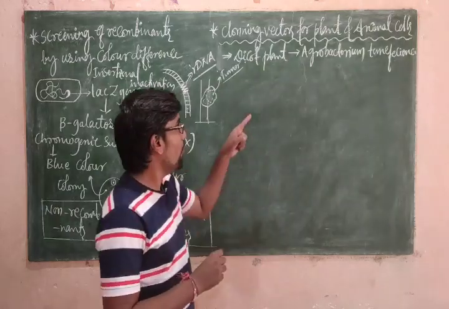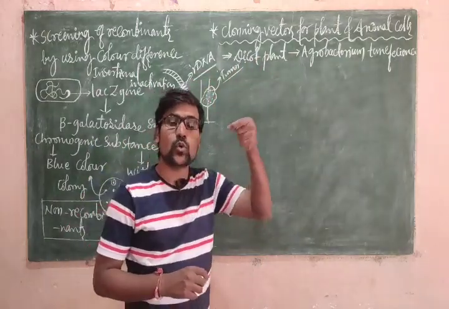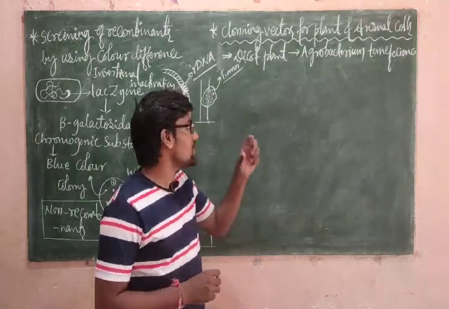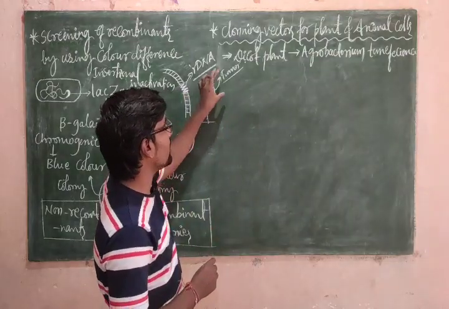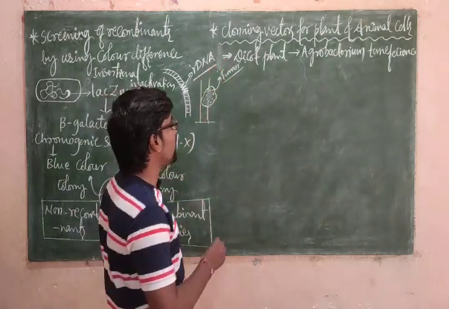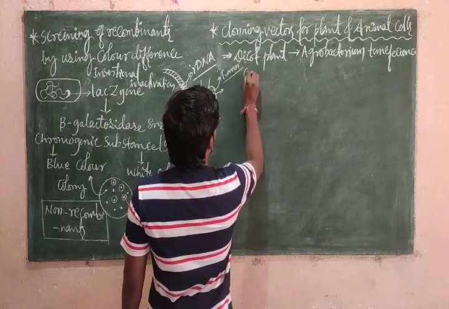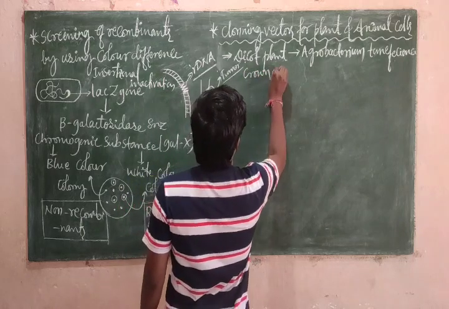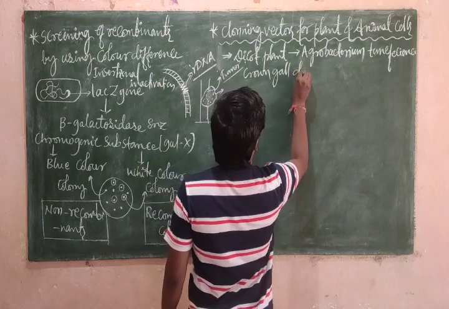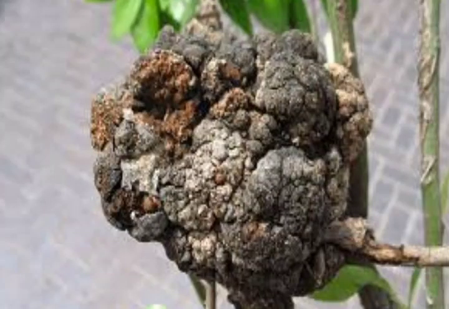In the same way, when that bacteria enters the dicot plant, it helps in the excessive growth and multiplication of the cells, and those cells all together form a tumor, a mass of cells. This formation of tumor we call crown gall disease. So this kind of tumors will be formed.